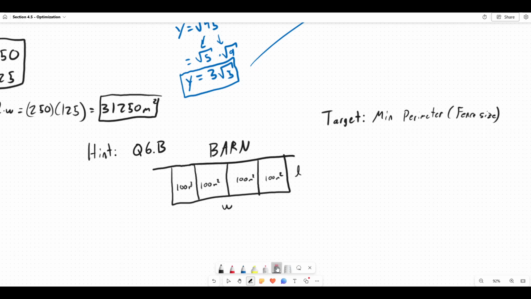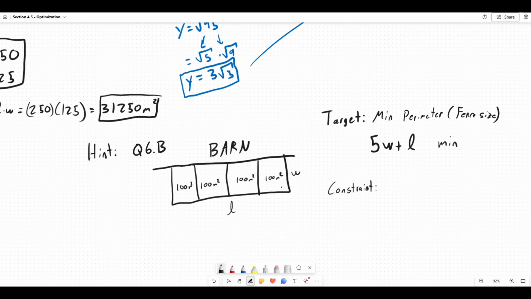Oh, I also want to keep this consistent. So I like to call the short side the width and the long side the length. So we want to target 1, 2, 3, 4, 5W plus L is minimized. And what is our constraint?